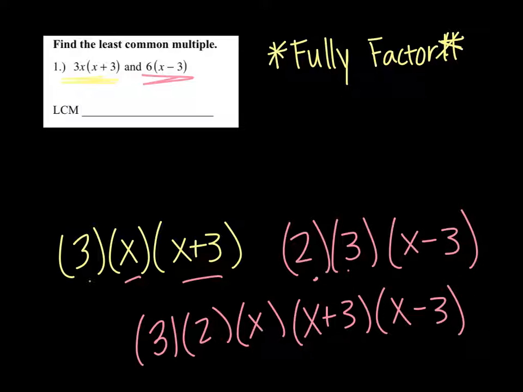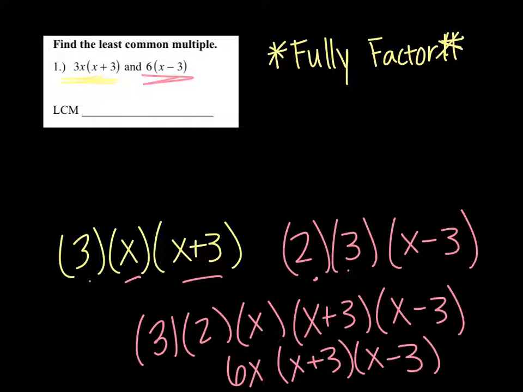So when we're doing this, the lowest common multiple, it seems weird, but it would be 3 times 2, which is 6, so 6 times x, x plus 3, and x minus 3. That is your lowest common multiple here. And you guys know you don't have to factor that 6 down.